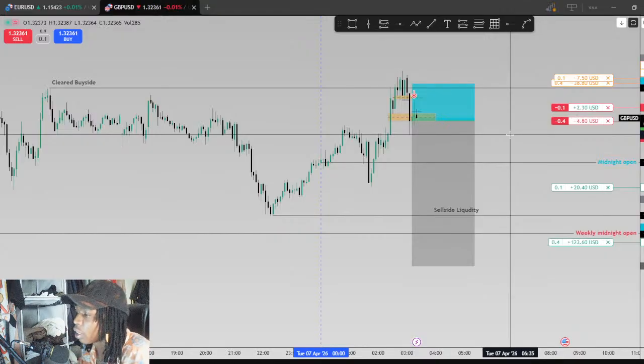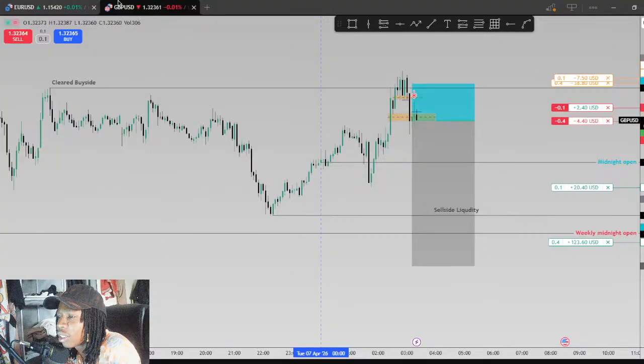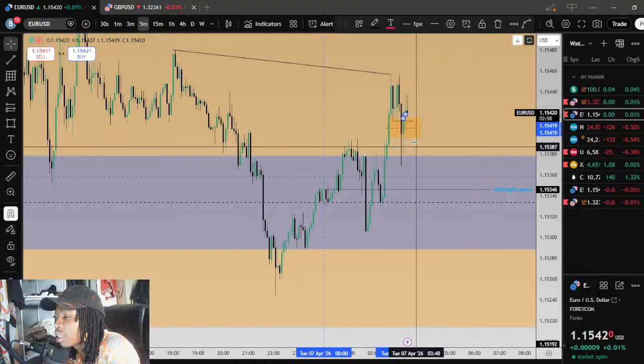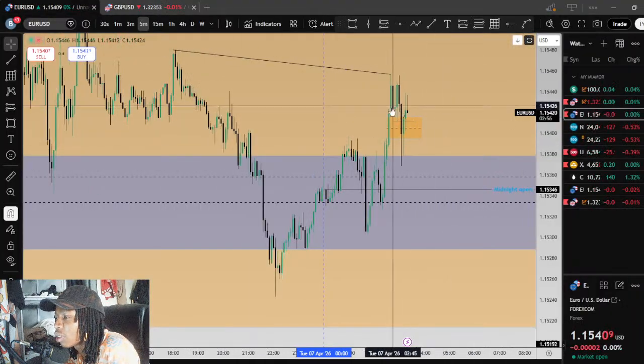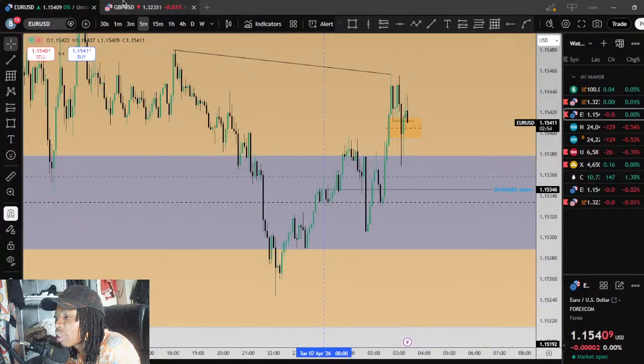Euro USD for me, I really don't think I'm ready. Look at this. What is this now? Huh? Very bad price action.